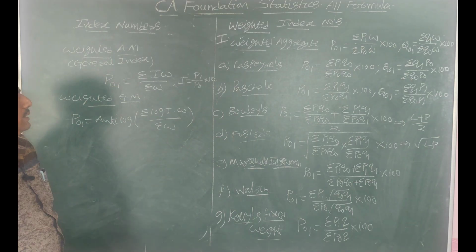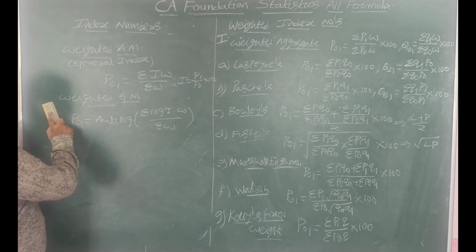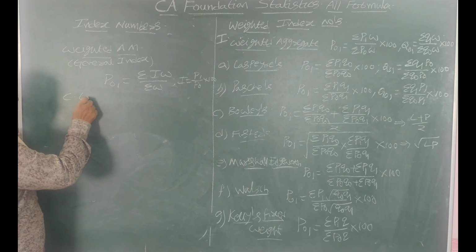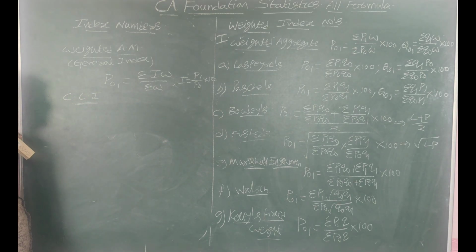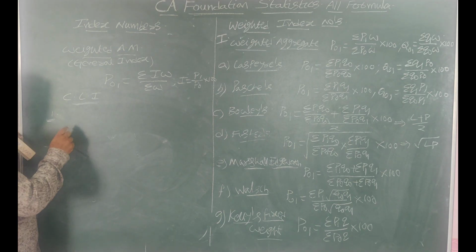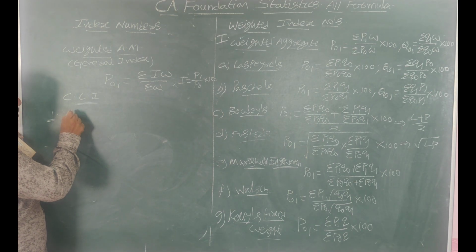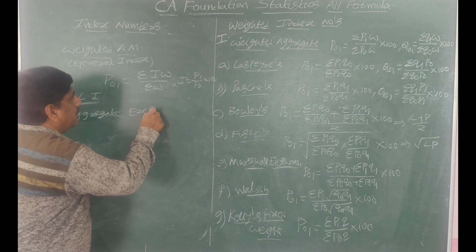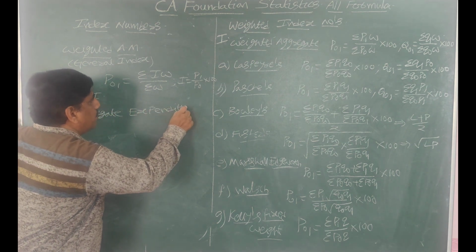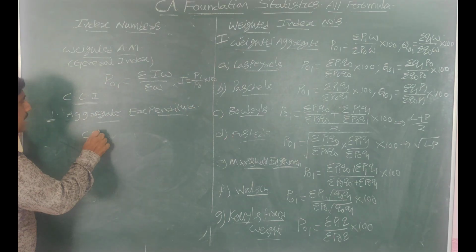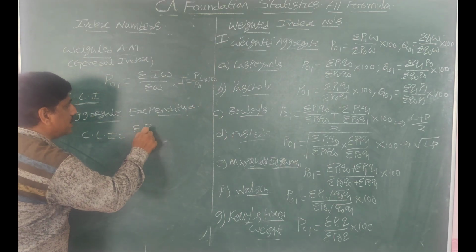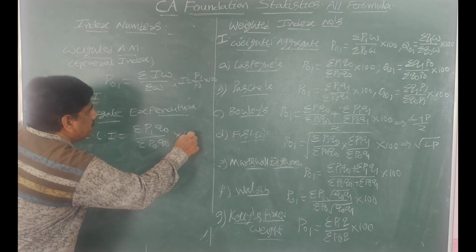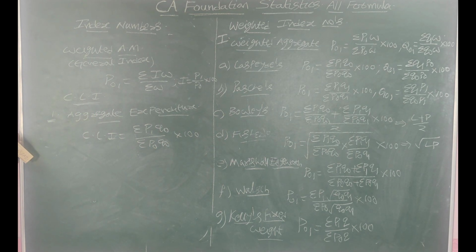Again, in this chapter we have cost of living index number. For computing the cost of living index number, we have two types of formulas. One is the aggregate expenditure method, where the formula is nothing but last year's formula. For computing CLI in the aggregate expenditure method, the formula is summation P1 Q0 by summation P0 Q0 into 100. Last year's index is nothing but the aggregate expenditure CLI.